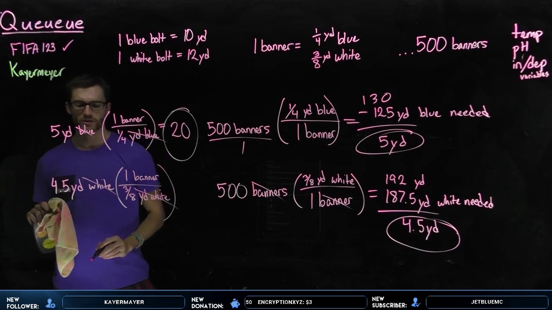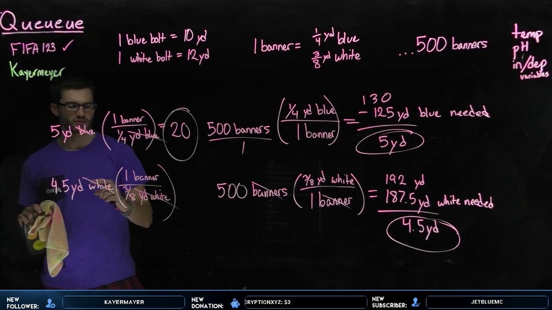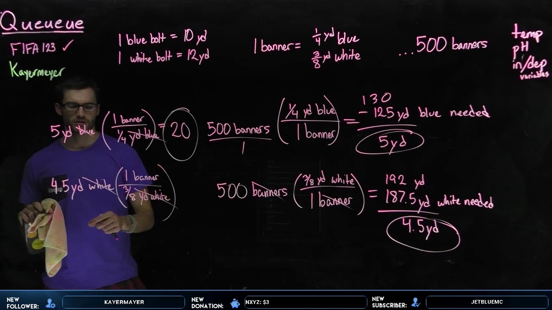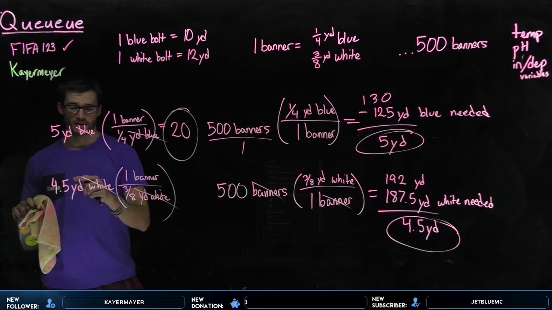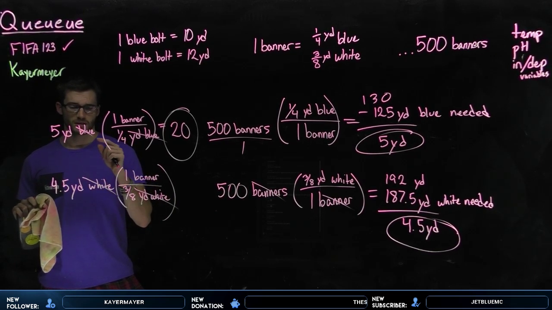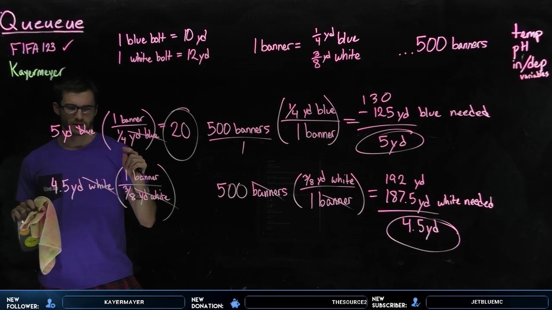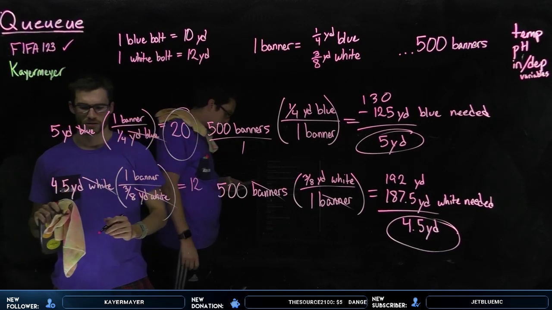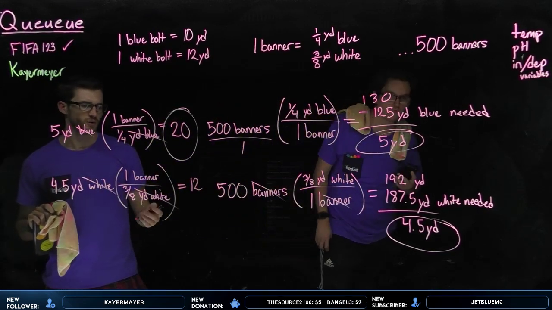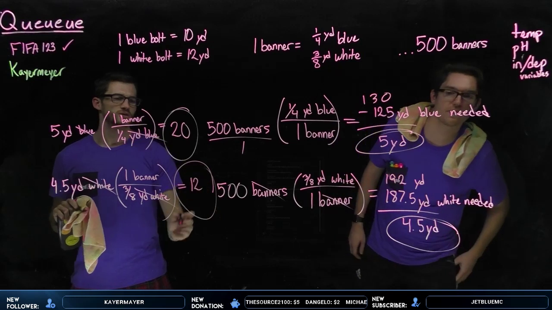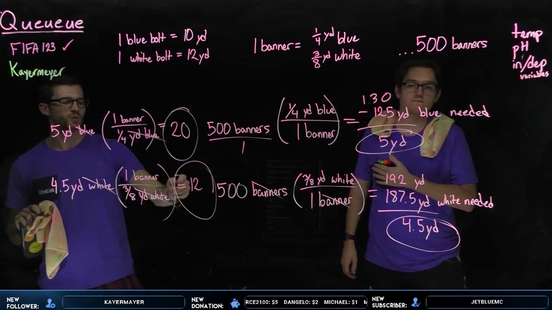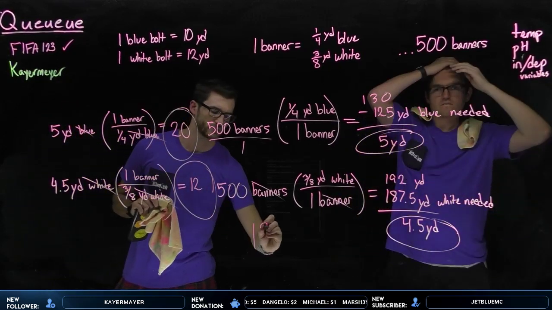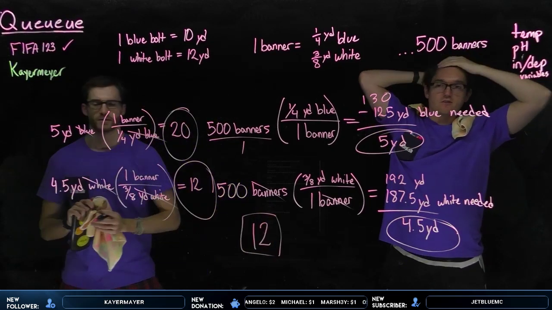That goes away. That goes away. 4.5 divided by 3/8 is 4.5 times 8/3. So 4.5 times 8 is 36, divided by 3 is 12. That sounds about right. Yeah, 1.5 times 8 is 12. Okay. So we can make 20 with the blue and only 12 with the white, so 12 is our answer. Limiting factor is what that's called.